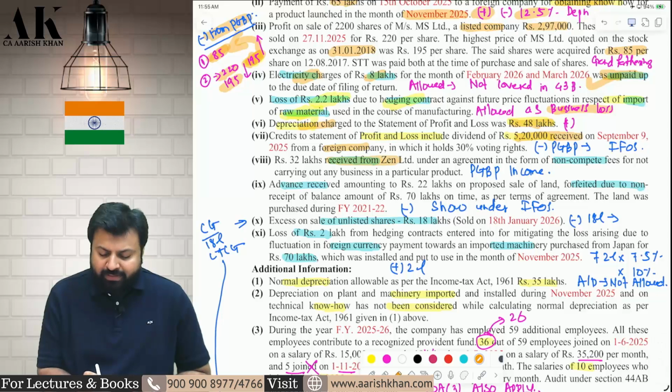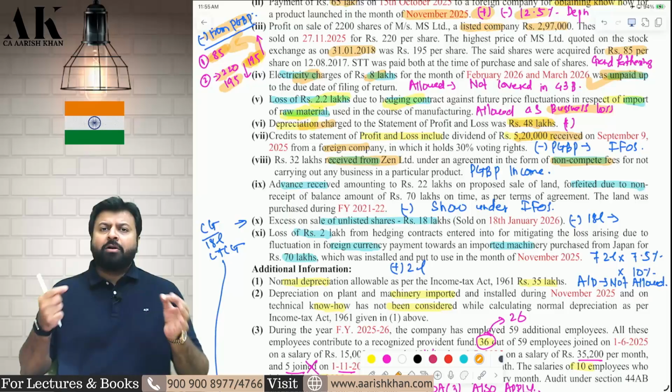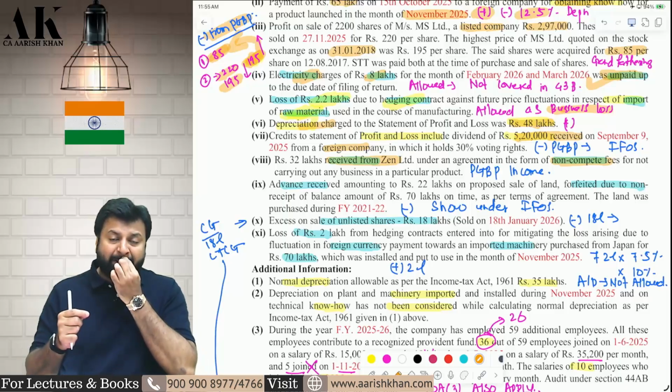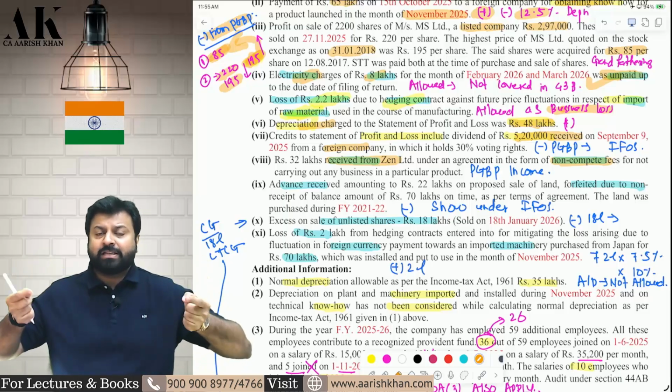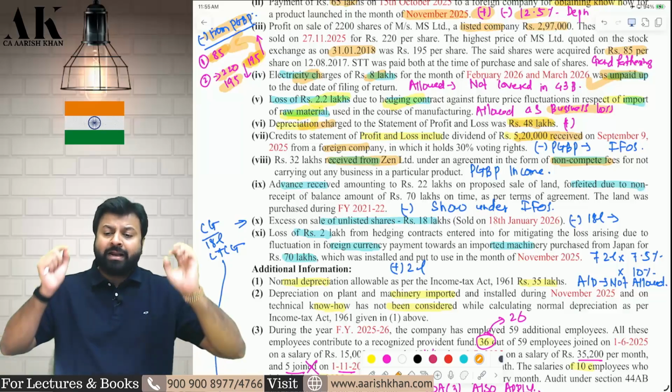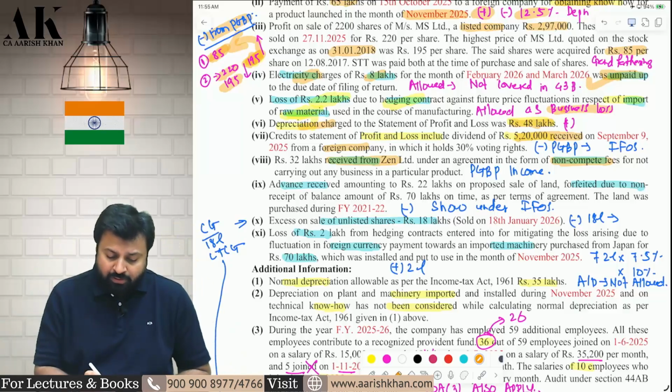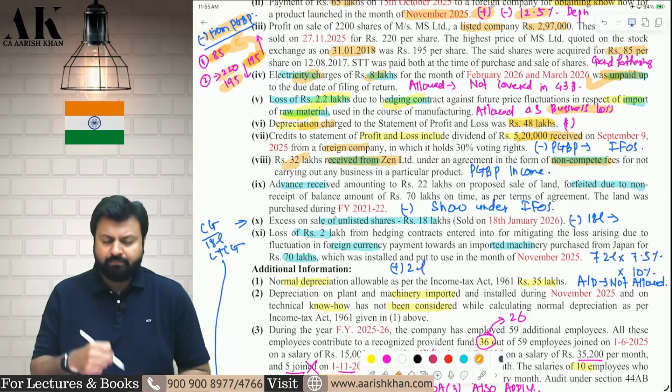Next, 32 lakh rupees you have received from some company for entering into a non-compete contract. Whatever amount you receive in cash or in kind under an agreement for not carrying out any activity in relation to business and profession, that is a non-compete contract, that is considered to be PGBP income. So let it be part of PGBP. There is nothing wrong in that.